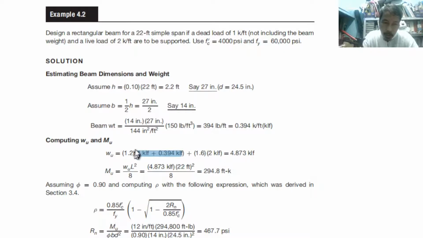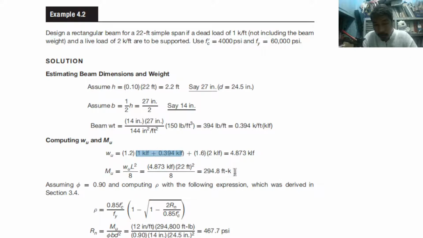So dead load times 1.2 and live load times 1.6. There are no other loads, so dead load and live load. So we are going to use equation number 2. This is equation number 2. The value would be 4.873. So that is WU. For a simple beam, that is WU L squared over 8. So substitute WU, then substitute L to be 22 feet. Therefore, we can find out the MU.